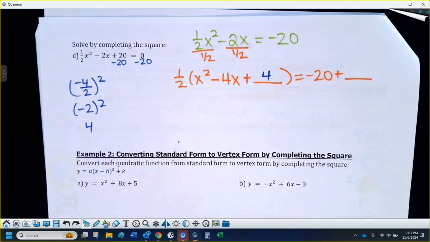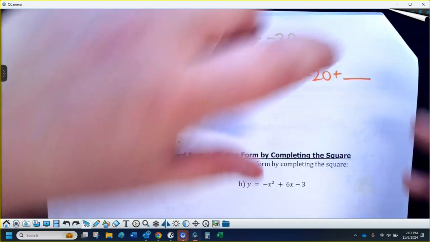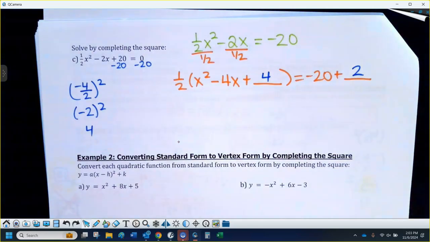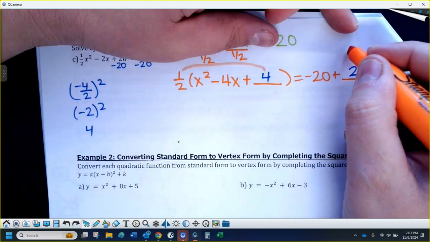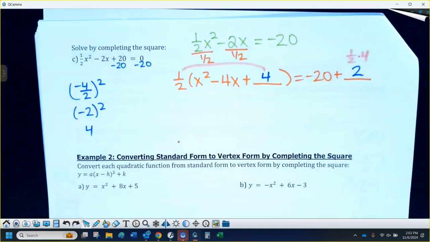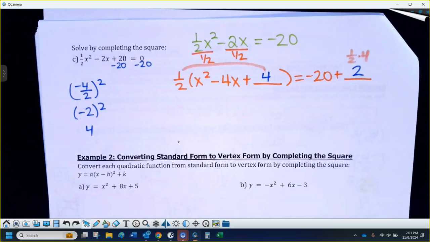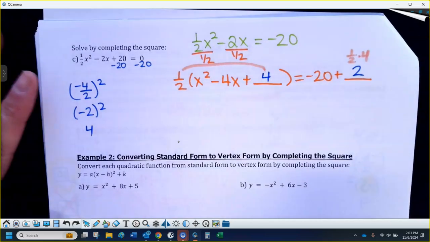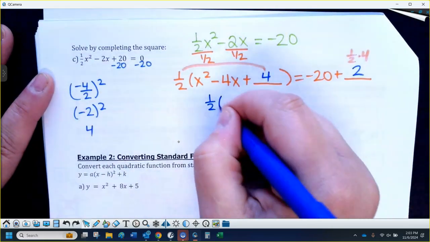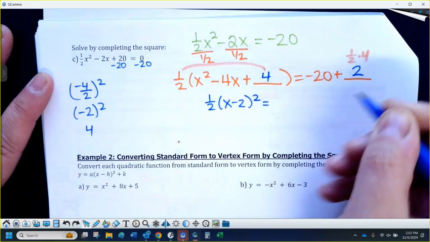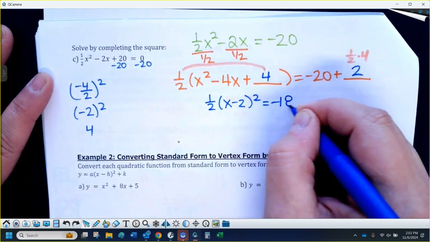Since I have a 1/2 in front of the parentheses, what did I really add to that left side when I put that 4 in there? 2. Half of 4 is really 2. So if you're not sure, it's just whatever's outside the parentheses times whatever you added in there. Half of 4 is 2. So that's what I really added when I put that in the parentheses there. Now, once you're there, hopefully you remember whatever you squared, that's your factor. If you have a hard time thinking about it, should just be x minus 2 squared. Now this side is going to be negative 18.